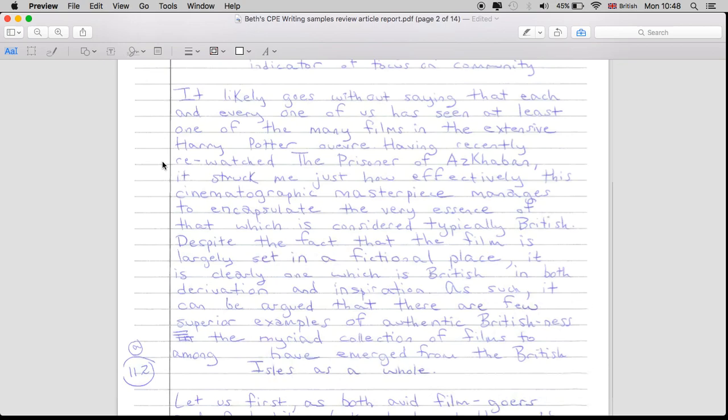Having recently rewatched The Prisoner of Azkaban, it struck me just how effectively this cinematographic masterpiece manages to encapsulate the very essence of that which is considered typically British. Despite the fact that the film is largely set in a fictional place, it is clearly one which is British in both derivation and inspiration. As such, it can be argued that there are few superior examples of authentic Britishness among the myriad collection of films to have emerged from the British Isles as a whole.